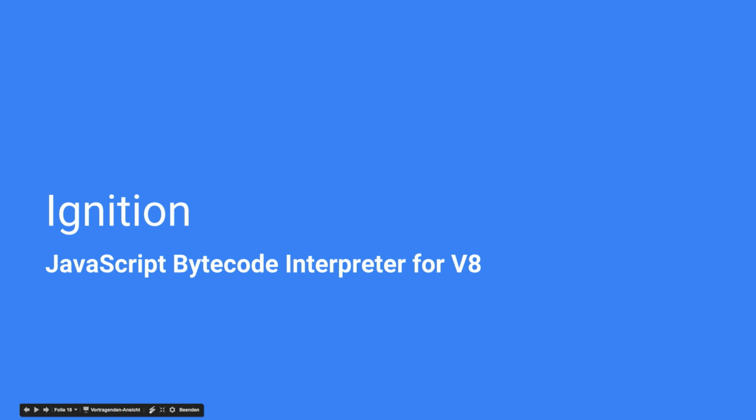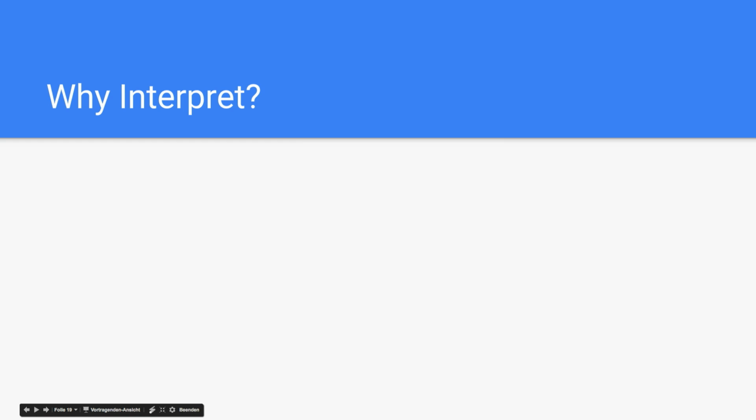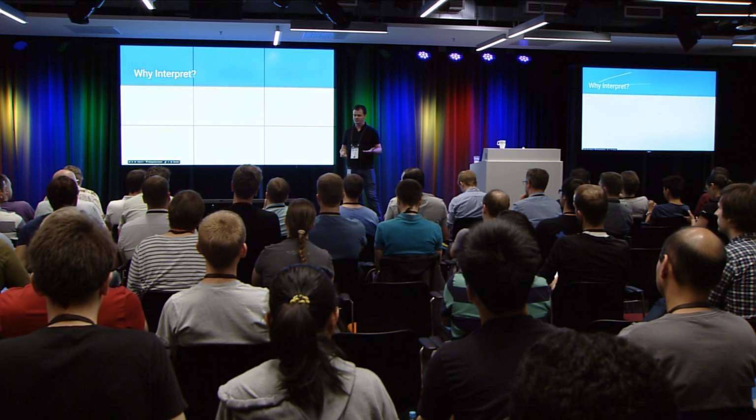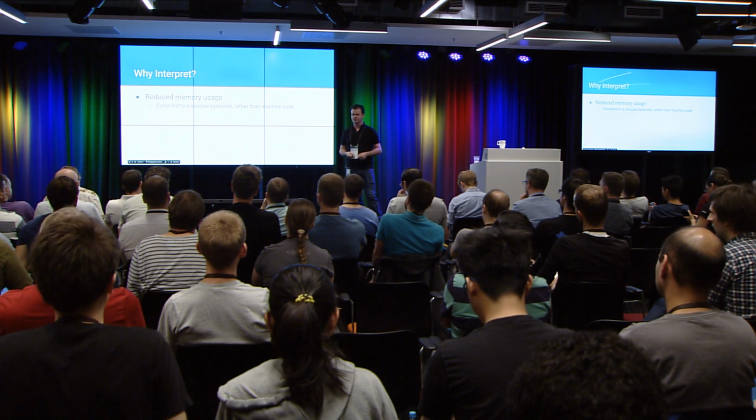So this is why we built Ignition. Ignition is a JavaScript bytecode interpreter for V8. And why write an interpreter? Right? V8 is fast. Interpreters are slow. What are the benefits? So it tackles those problems that we saw before.